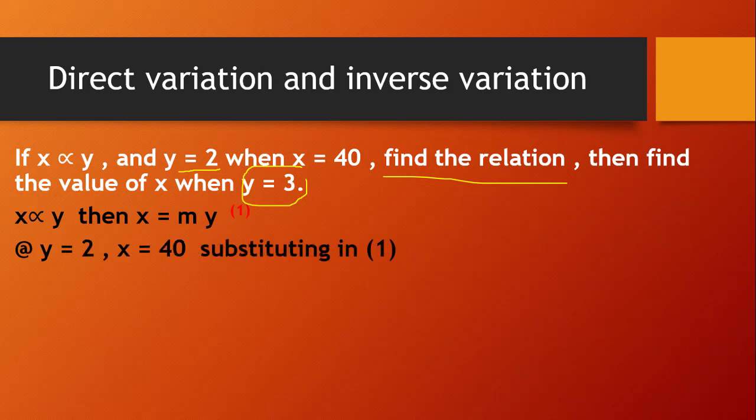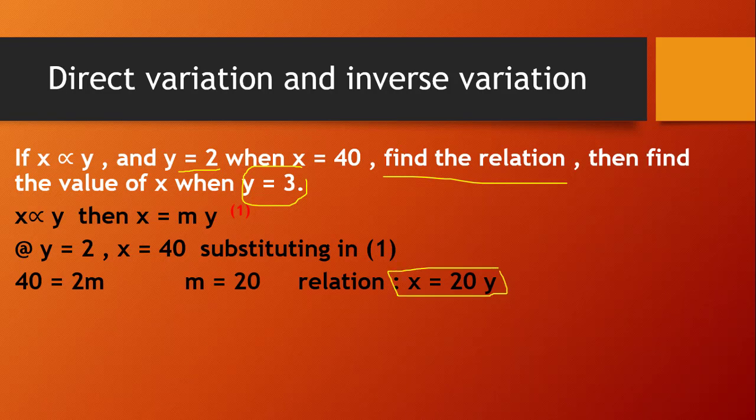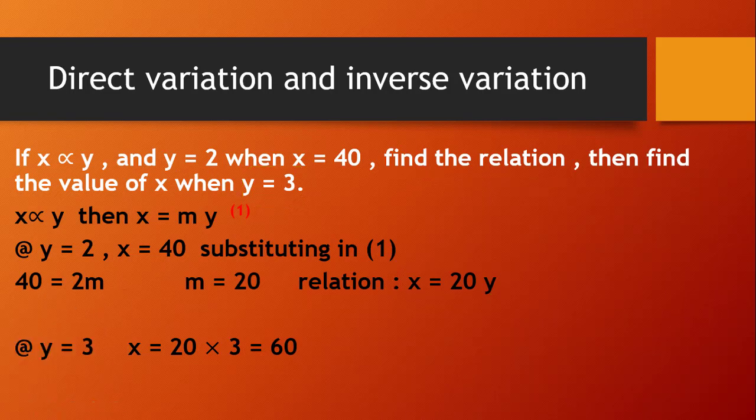Okay, in this case, I'll substitute. So 40 equals 2m. I want m, so I'll divide by 2. So m equals 20. Going back to equation number 1, the relation will be x equals 20y. This is the relation. Now I can substitute in this relation to get x when y equals 3. If y equals 3, it means x equals 20 times 3, which is 60. Okay, so we get the relation, then we get the required variable.